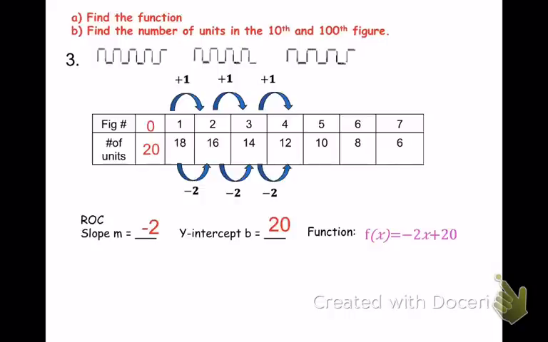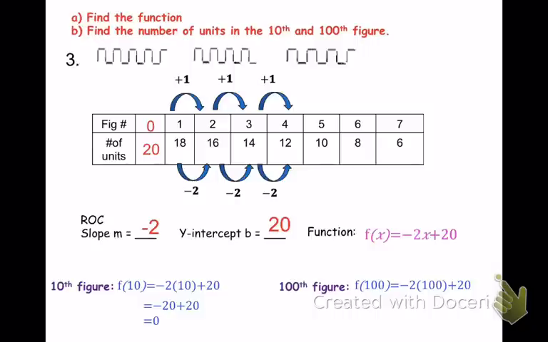Now we're going to find the number of lines in figure 10 and in figure 100. When we plug in our 10, we get -20 plus 20, which gives us 0. Let's do the 100th figure. We're going to plug in 100 now. So -2 times 100 gives us -200 plus 20, and that's going to give us -180.